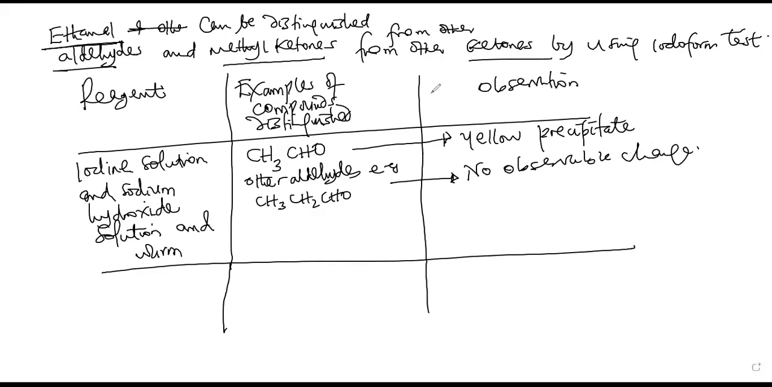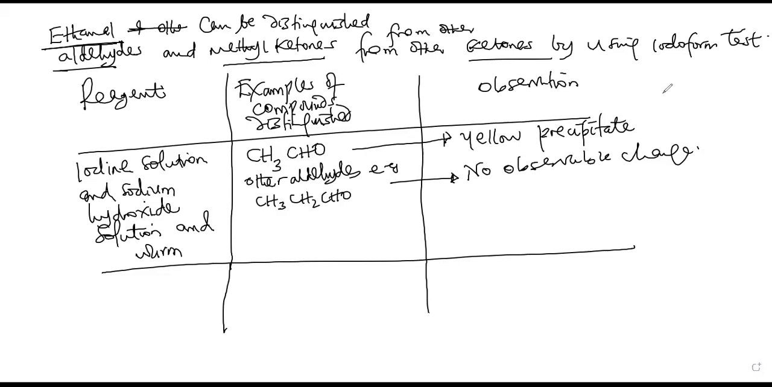I told you that iodoform reagent is used to separate, actually it is used, okay? It is a positive test only for carbonyl compounds with a methyl group attached to the carbonyl carbon. So if there are other groups attached to the carbonyl carbon, it does not show a positive test. So here the methyl group must be attached to the carbonyl carbon.